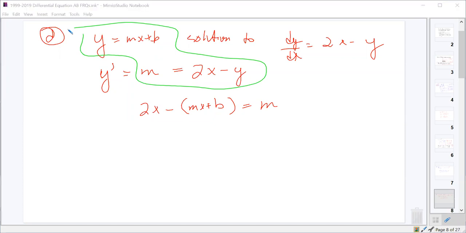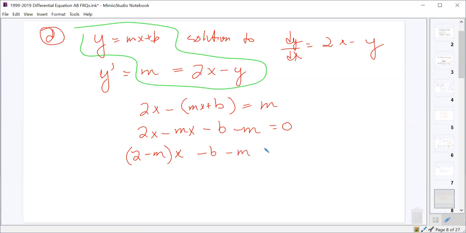So if I bring this m over here and distribute this minus sign through here, I've got 2x minus mx minus b minus m equals 0. Or I have (2 minus m) times x minus b minus m equals 0. And what are m and b? M and b are just constants that we're trying to find.